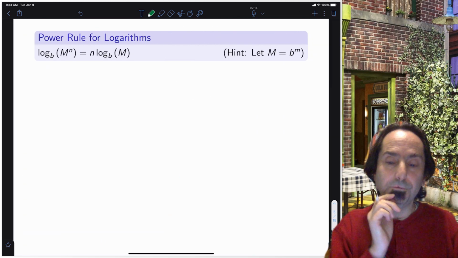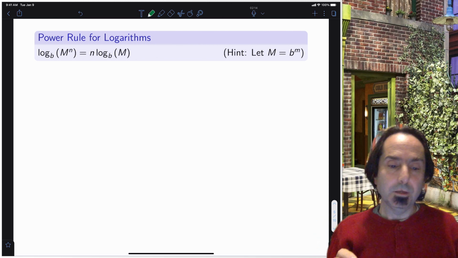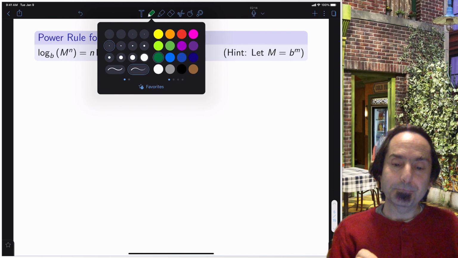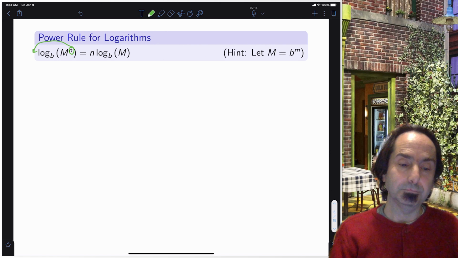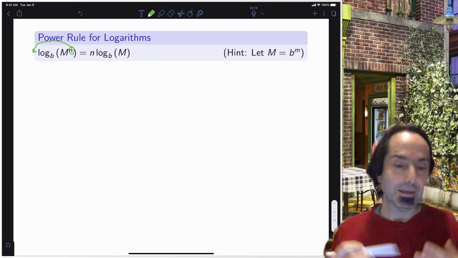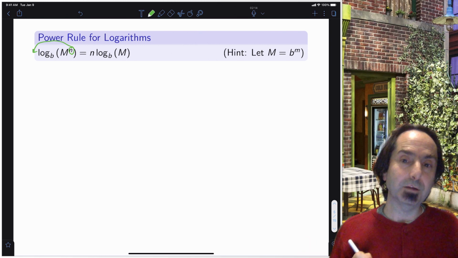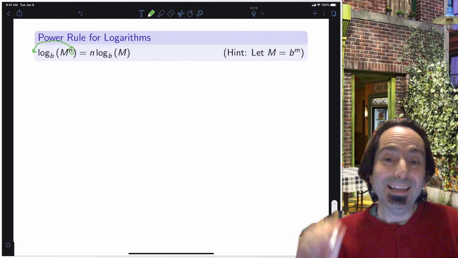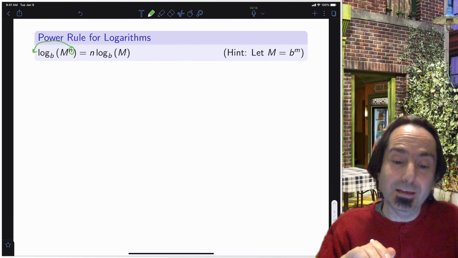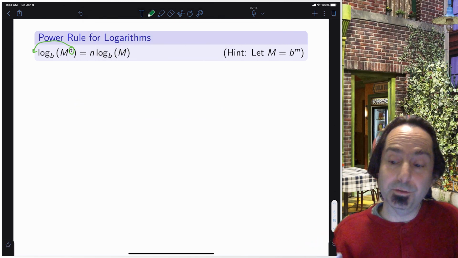But let's go to the power rule for logarithms. Here, we want to show that if you take a logarithm of something with an exponent, you can just pop the exponent out in front. Notice that log base b of M to the n, the exponent comes out front, it's n times the logarithm. How do we prove it? Well, this is really a fact about exponents, but disguised as logarithms.